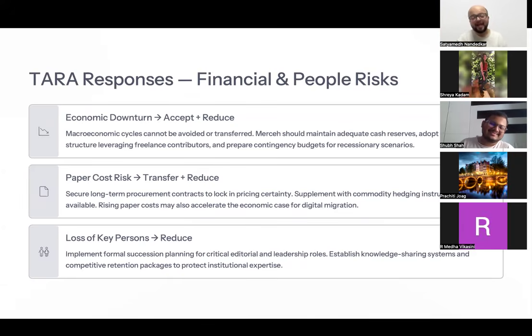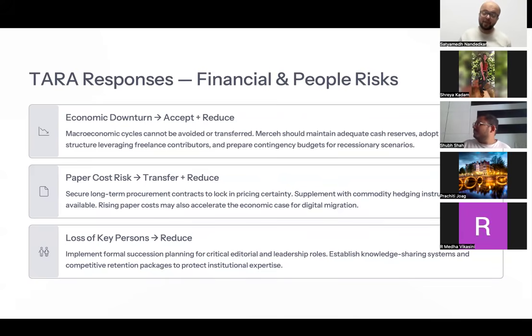Finance and people related risk, economic downturn. You can't change, say for example, Delhi air pollution. You can't do anything. You have to accept it to a certain level, and within your house, you can try to reduce it by having an air purifier, for example. When it comes to economic downturn, economy as a whole is going through a low phase, so you can't do anything about it, but try to build cash reserves, adopt a flexible cost model.